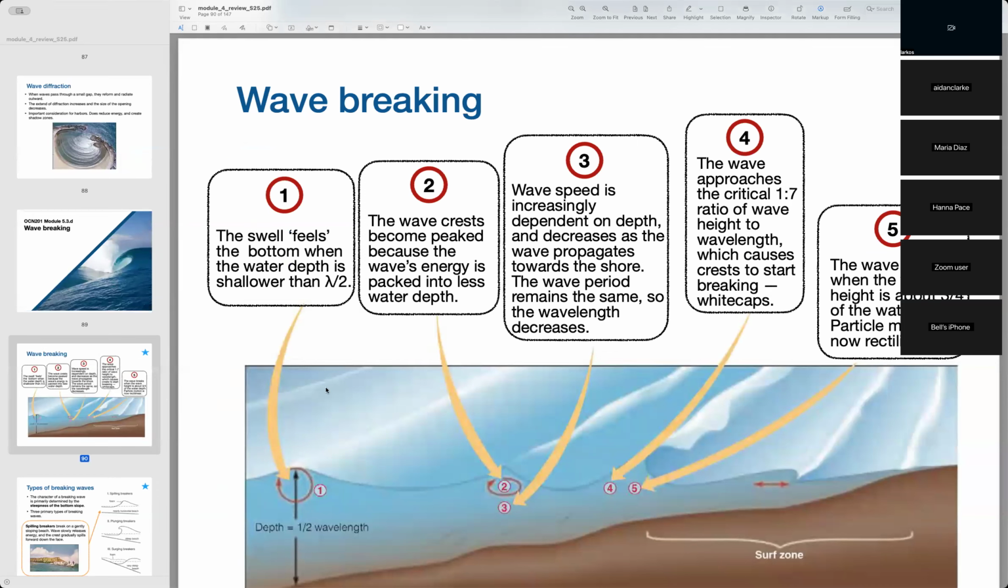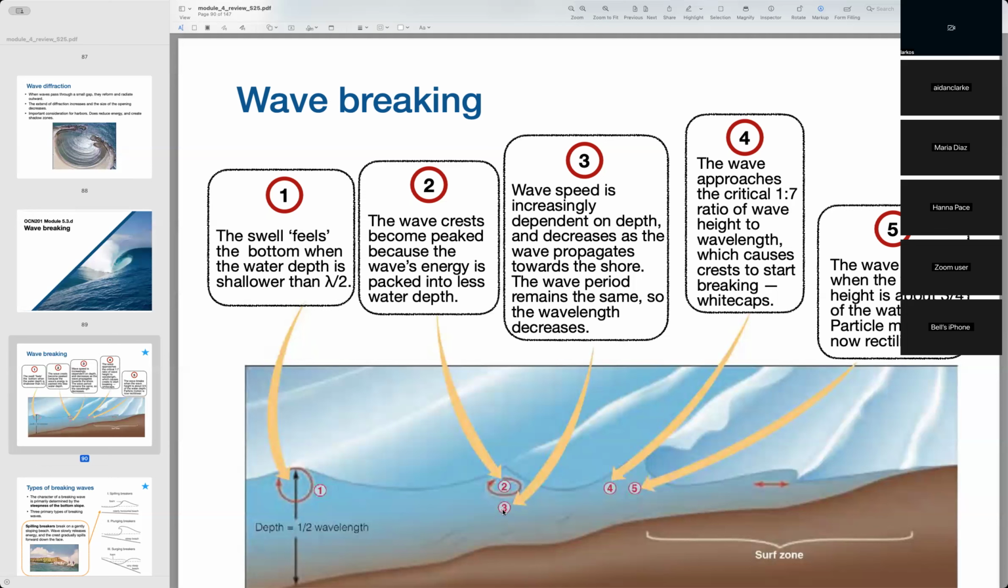Now wave breaking. We are now closing in on the shore. So deep water waves go into shallow water, and eventually the swell will feel the bottom when the water depth is shallower than 1/2 of its wavelength. As a result, the period of the wave will be unchanged, but the wavelength will change, and the wave crests become peaked. All this energy in the deep water waves is focused into less depth, and so that will increase the amplitude of the waves, the crest will become peaked, and the troughs will become much longer.